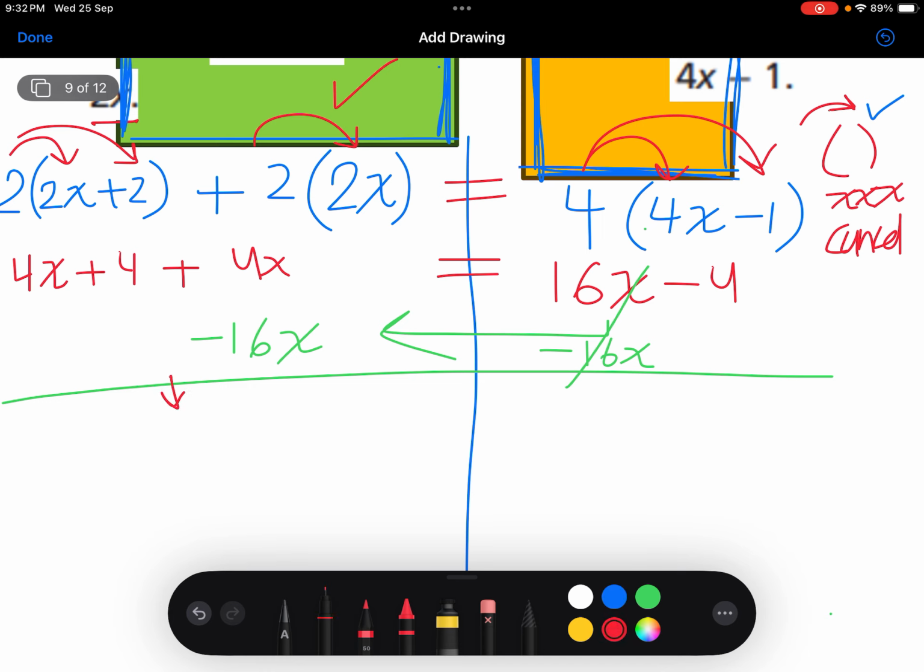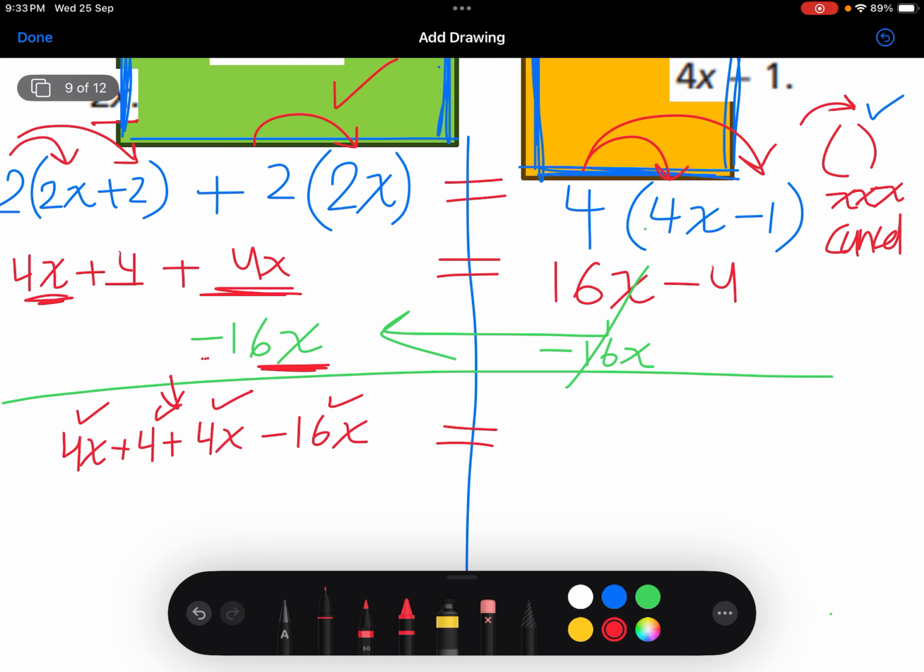I have on this side 4x plus 4 plus 4x minus 16x. Pay attention to what you are writing. We have 4x, I wrote it. 4, I wrote it. Always double check. 4x, I wrote it. Negative 16x, I wrote it. Equals. Here, the 16x is cancelled. I only have negative 4.